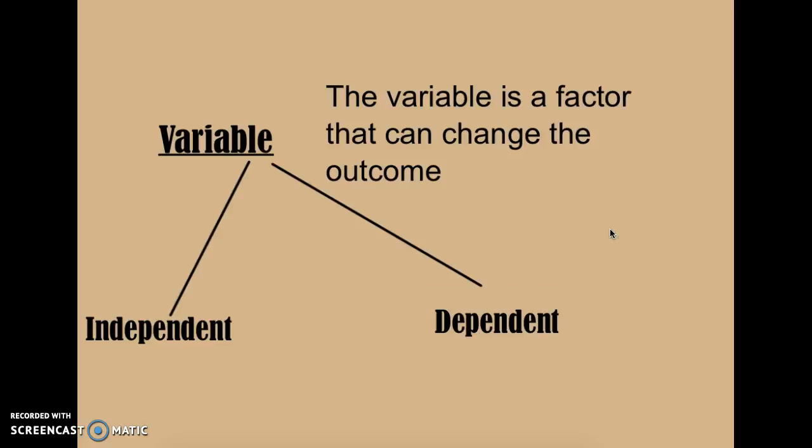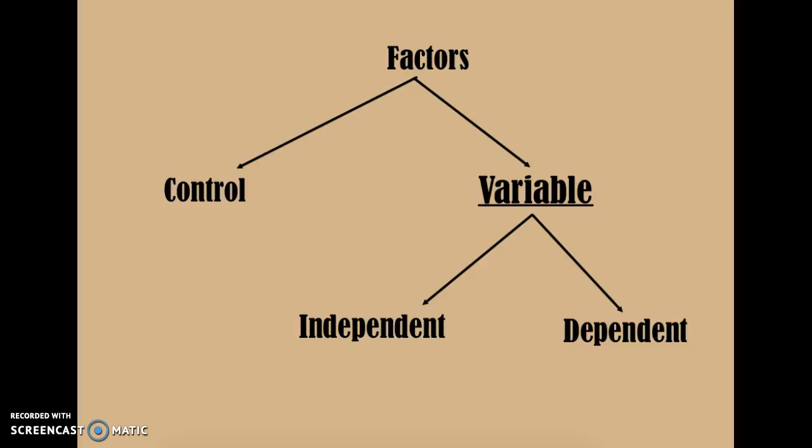This is where you're going to add on to your diagram or your tree. So off of variable, you are going to include the words independent or dependent. So we're looking at how a variable is a factor that can change the outcome. We're going to look at the relationship between independent and dependent. So please pause your video and complete your tree. Your tree should look something like the screen. If it is not, please fix it.